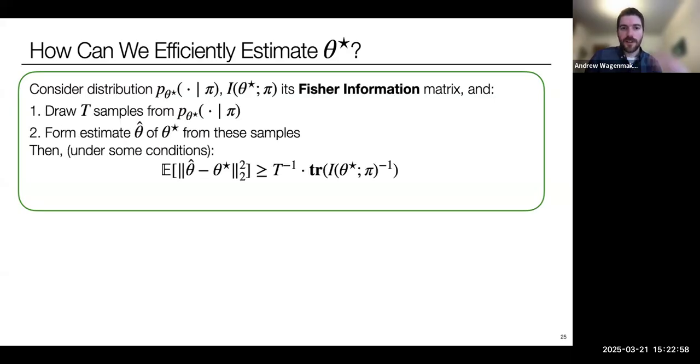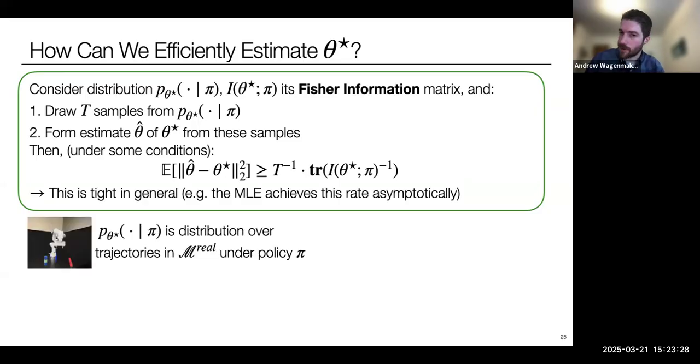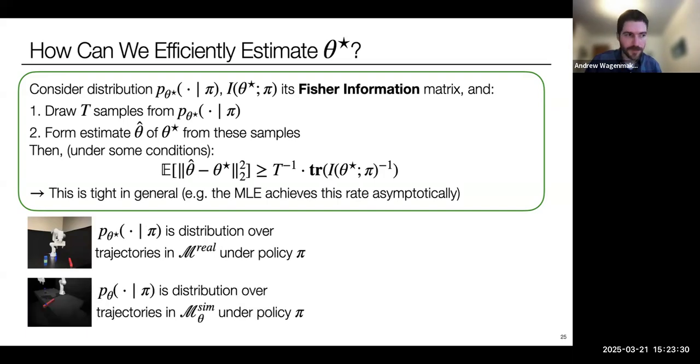Then if we draw some samples from this distribution and fit an estimate to it, known results in statistics, this is the Cramér-Rao lower bound, say that under some conditions, the mean squared error of the parameter estimate is lower bounded by the trace of the inverse Fisher information matrix. Okay, so this says that how quickly I can estimate these unknown sim parameters, if I'm playing policy pi in real to collect observations, is governed by the inverse Fisher information matrix.